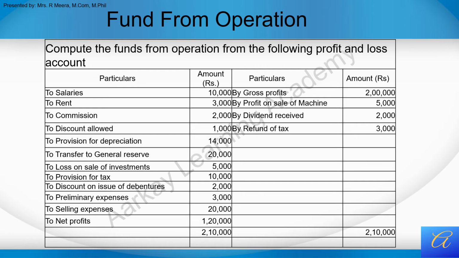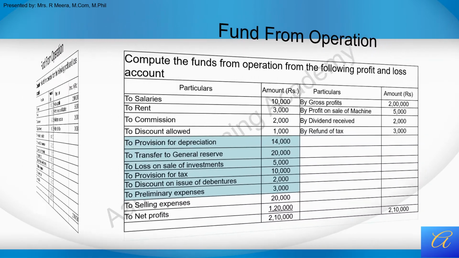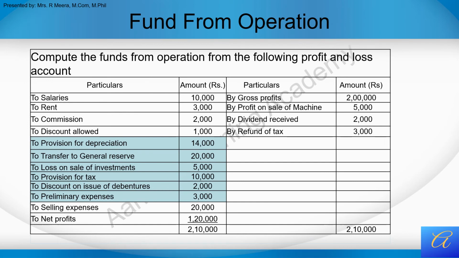See now, this includes the indirect expenses related to operation, and the indirect expenses not related to operations are also given here. Now we have to separate all the indirect expenses which are not related to the operation. Here I have shown you the expenses which are not related to the operations.